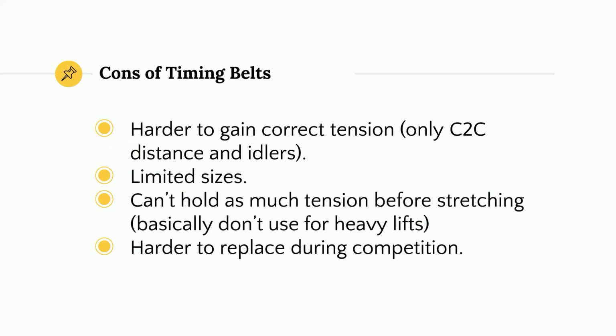Here are some cons of using timing belts. It's harder to gain correct tension, only center-to-center distances and idlers. There's also limited sizes, so there isn't a size belt for everything. You also can't hold as much tension before stretching. Essentially, outside of some cases, you shouldn't be using belts for very heavy lifts because they can stretch more easily than chain can. They're also harder to replace during competition because you have to have a very specific size. With chain, if you need to go to some other team to find chain, almost every team has chain you can borrow. However, with these specifically, you cannot.